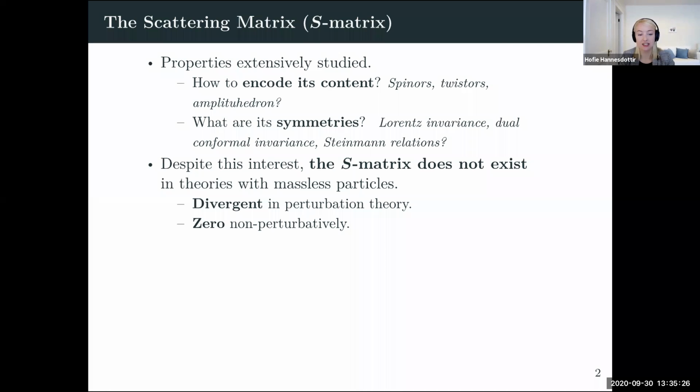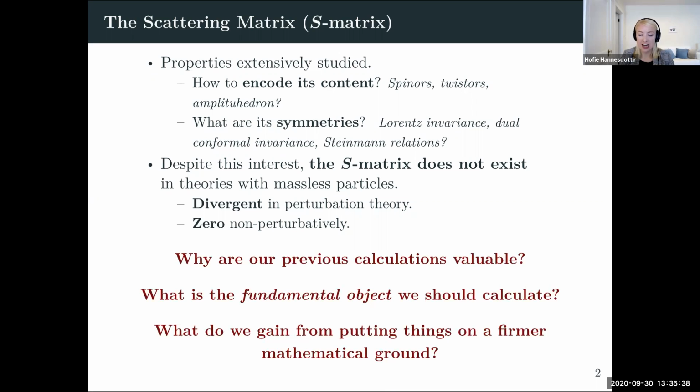And the reason is that it's divergent in perturbation theory. And if we claim that the divergences exponentiate, then we also conclude that the S-matrix is actually zero non-perturbatively. So the questions that I am going to be discussing and addressing today are therefore the following. Why are our previous calculations valuable despite these problems? What's the fundamental object we should be calculating?